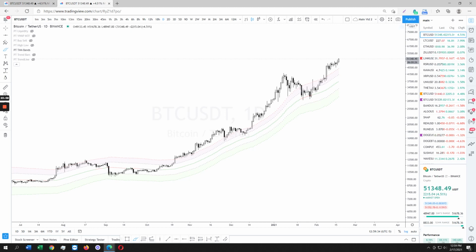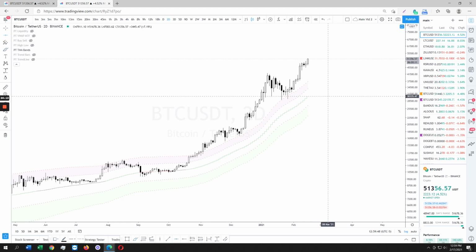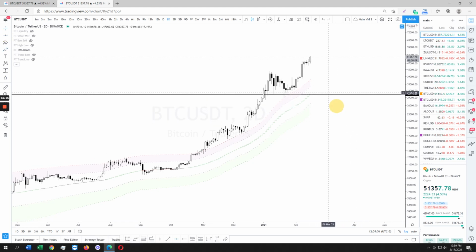So if we do happen to get a dump back down here, I want to make you rest assured that chances are we're not going to break this green zone. And if we do happen to break the green zone, for whatever reason, look at your next level. Is your 2-day TMA band, the mid one, right? When was the last time we tapped the 2-day mid TMA band? Down here, I think it was 9,000, 10,000.